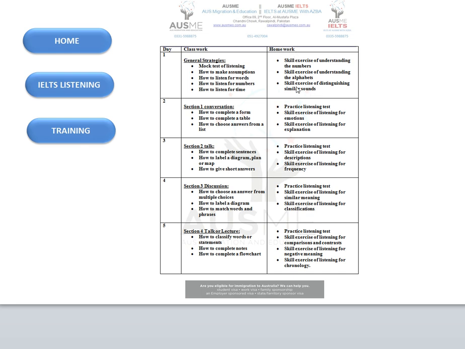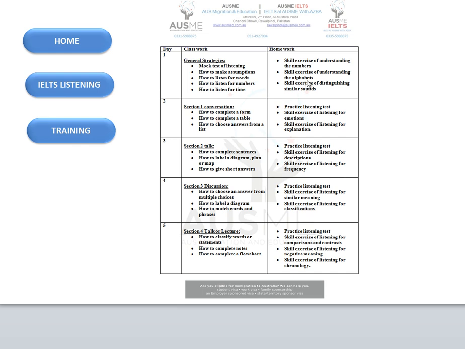So the homework that you would get for day 1 is some exercises. For example, understanding the numbers. As we did listening for numbers, now you're going to do a homework for understanding the numbers, so we could see if you're actually getting used to it. And another exercise would be understanding the alphabets, similar to words.